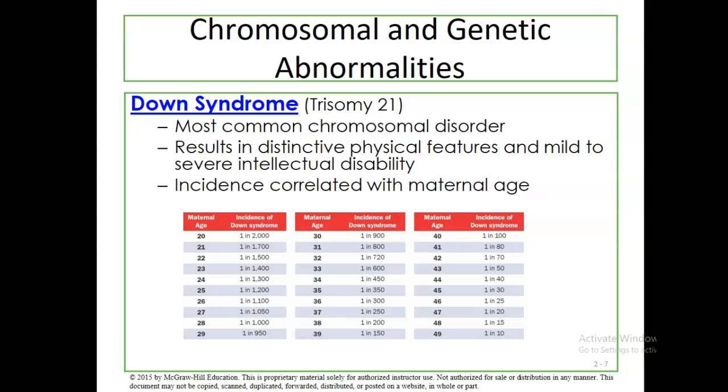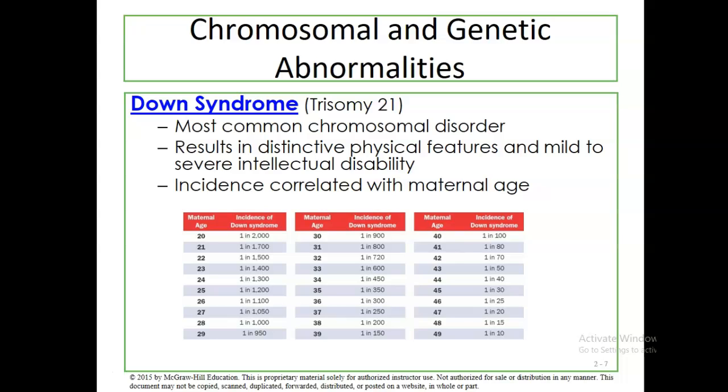A very important thing to note about Down syndrome is that the incidence is correlated with maternal age. The graphic down here demonstrates that for every 2,000 births delivered of a woman who's the age of 20, there will only be one case of Down syndrome. However, when we look at a woman who's 40 years of age, for every 100 births, one of those children is likely to be born with Down syndrome. So it's important to note that even at the age of 40, there's still a 99% chance that the child will not have Down syndrome.